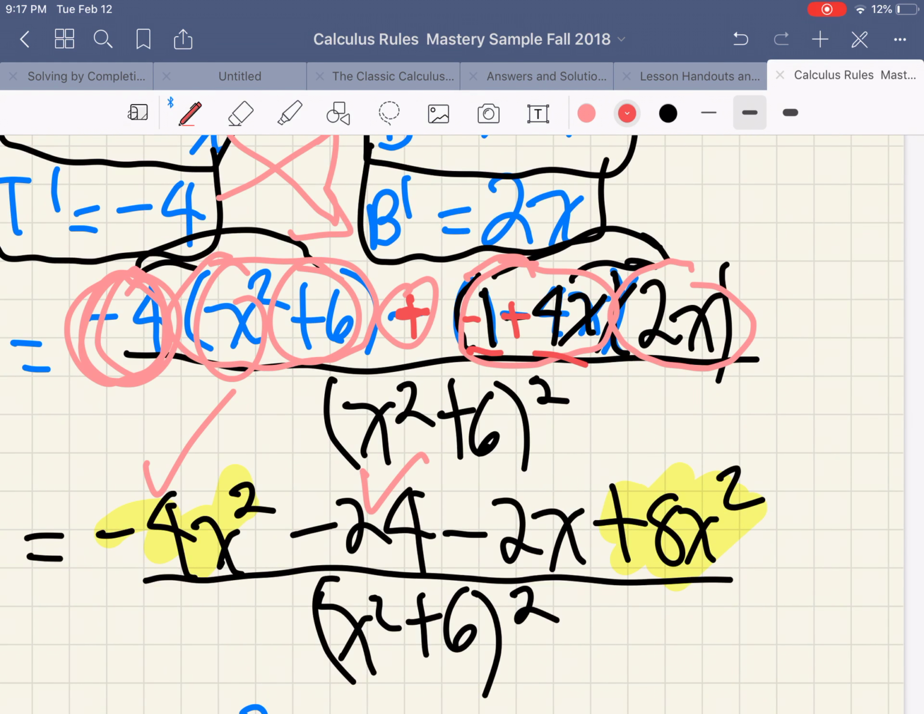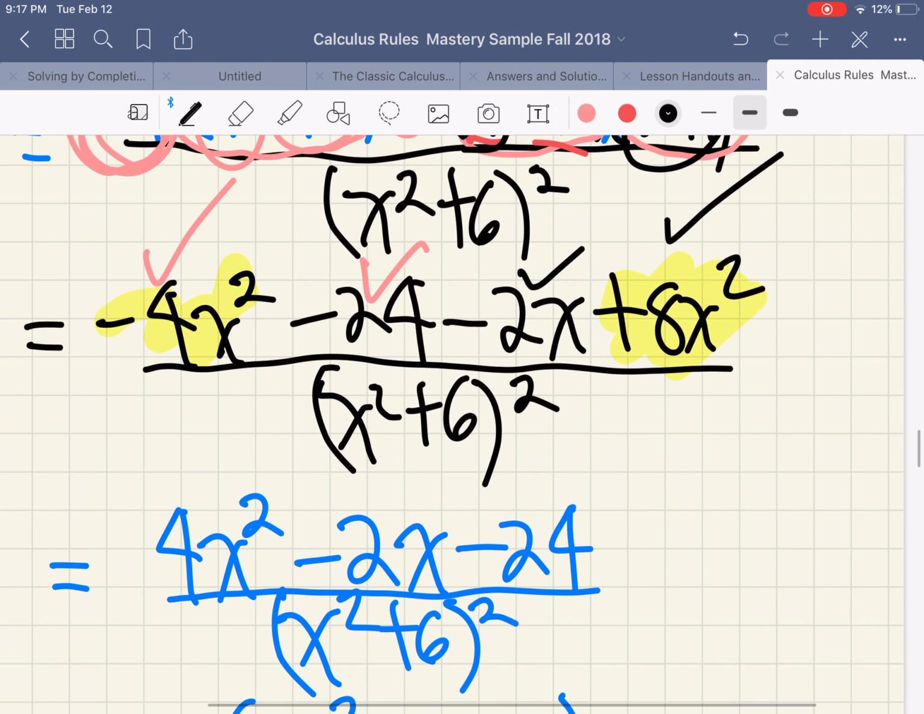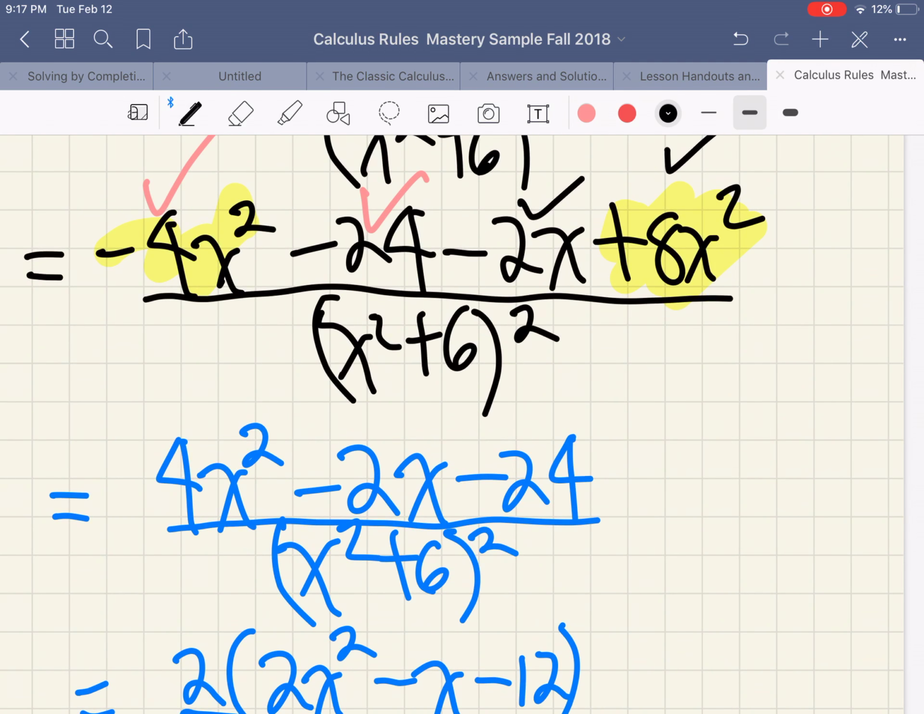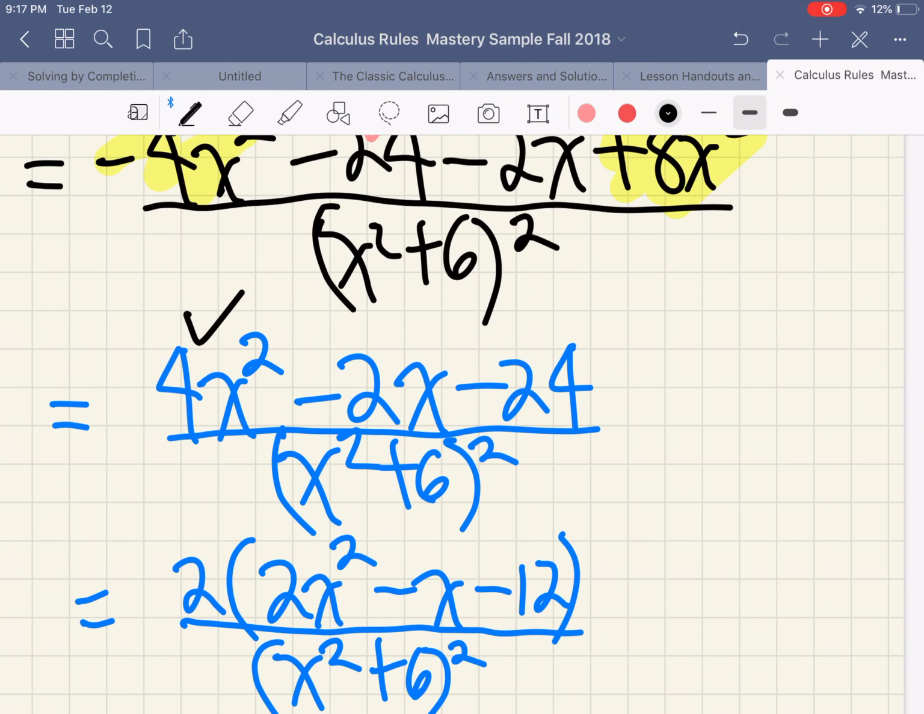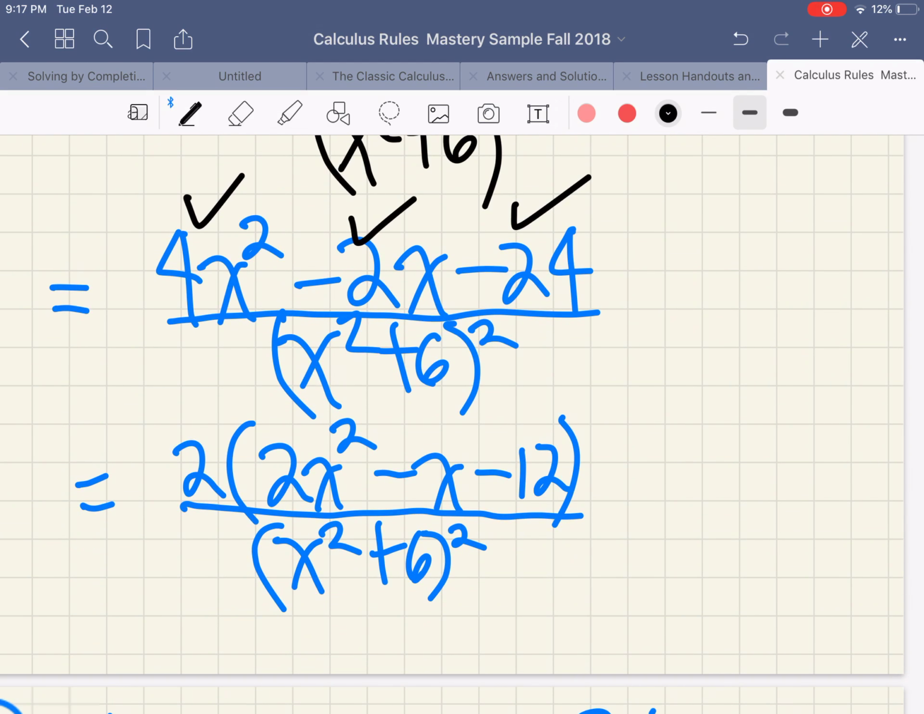So I now would have -1 multiplied by the 2x, which is -2x. And then I have positive 4x times 2x, which gives us 8x squared. And now again, collect like terms. The only like terms I see there are the x squared, the -4x squared and positive 8x squared. So it gives us that. Then I'm left with -2x minus 24. And then the bottom squared, of course.